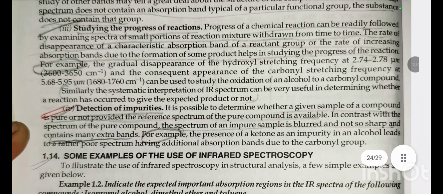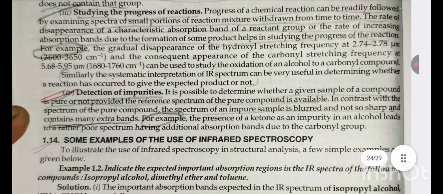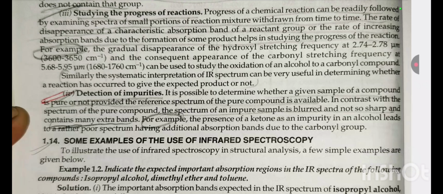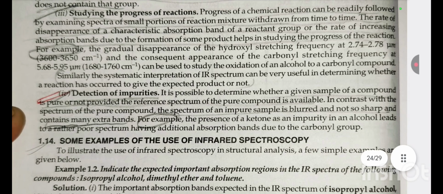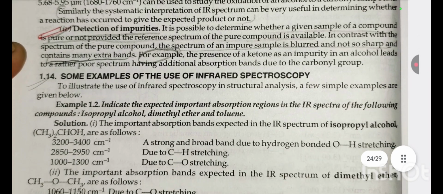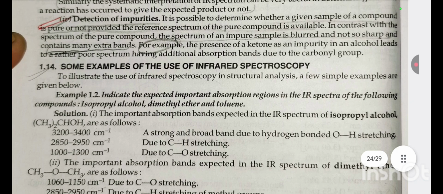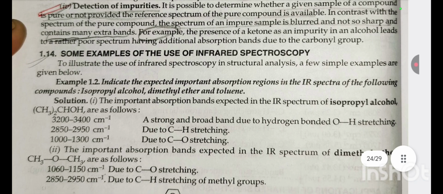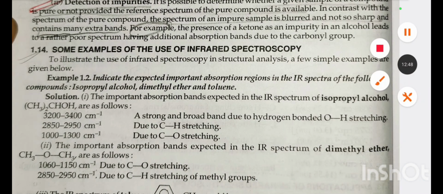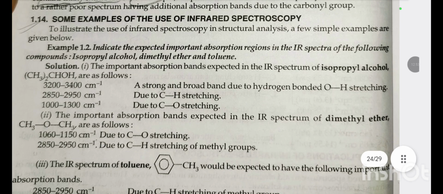Studying the progress of reaction. The progress of a chemical reaction can be readily followed by examining spectra of portions of the reaction mixture withdrawn from time to time. Detection of impurities. It is possible to determine whether a sample is pure or impure by comparing the IR spectra of the given compound and the actual pure compound. We can detect the impurity.